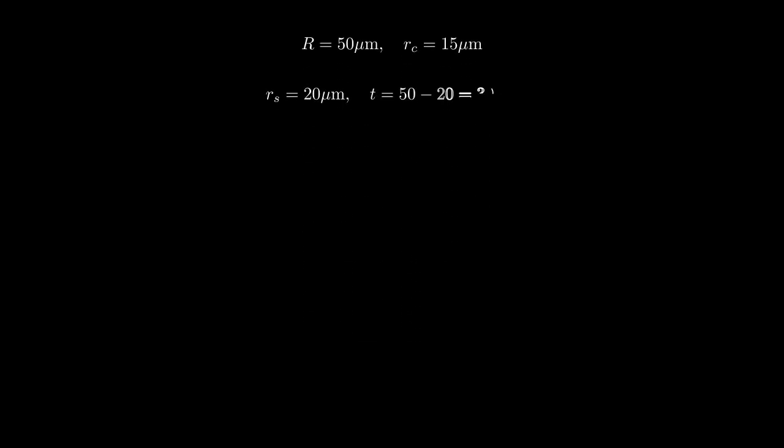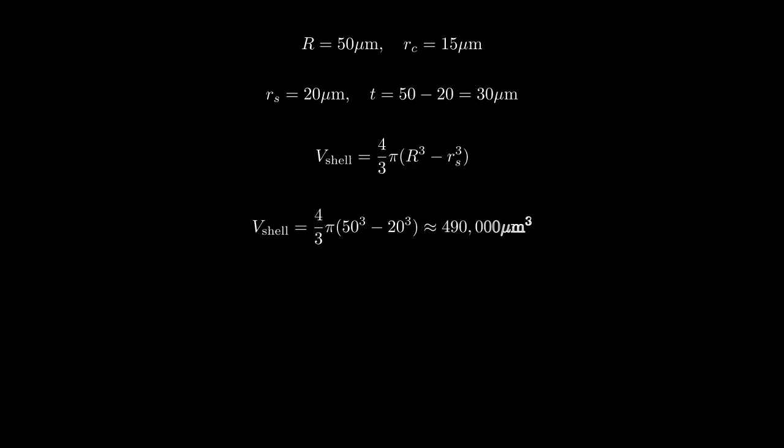Shell inner radius is 20 micrometers, giving shell thickness of 30 micrometers. Shell volume equals 4/3 pi times (r cubed minus rs cubed). This gives approximately 490,000 cubic micrometers of shell volume.